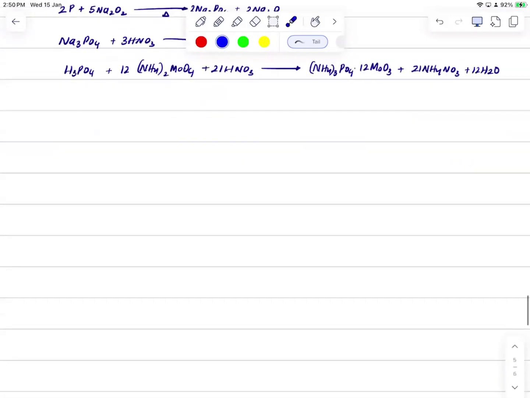Done. This is a test for phosphorus. Next, quantitative analysis.